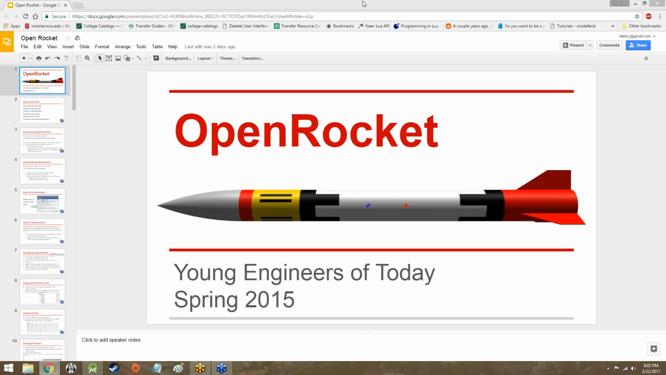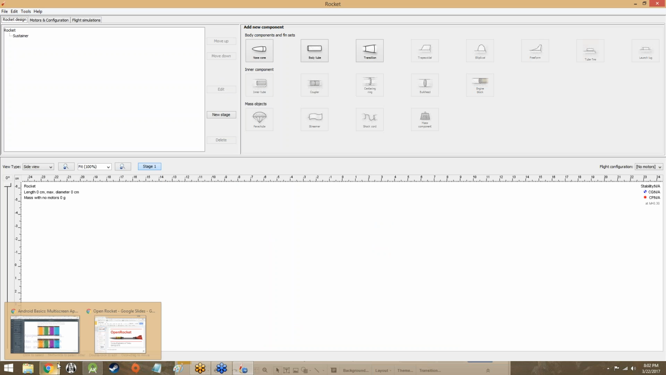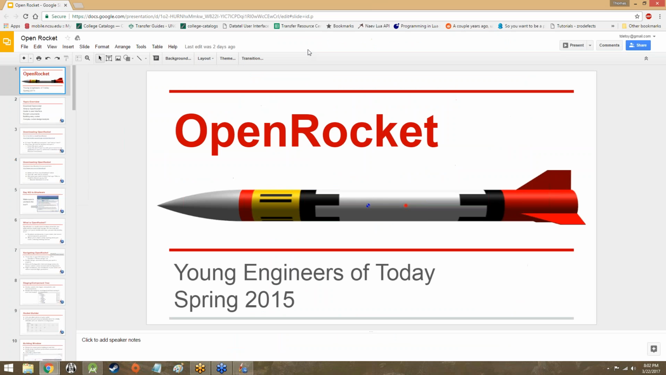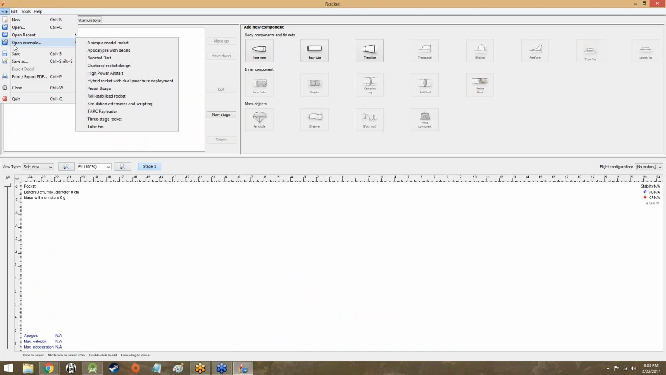Eventually it'll open. Maybe. Should be opening. There we go. Must have just double-clicked on it wrong. Oh, there we go. Okay, so let's go ahead and open up our rocket design.